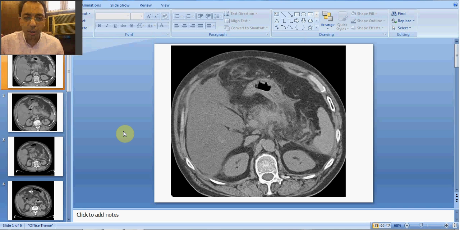Now this patient presented to us with pain in the epigastrium radiating to the back, and the patient is a known alcoholic, and we have a CT image in front of us. Let us see what are the CT findings.